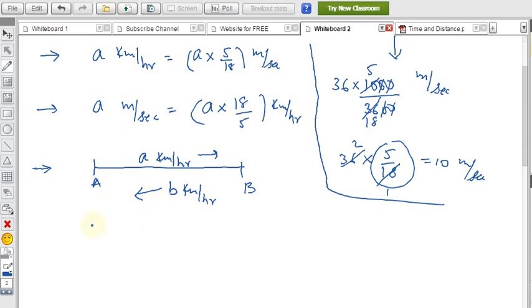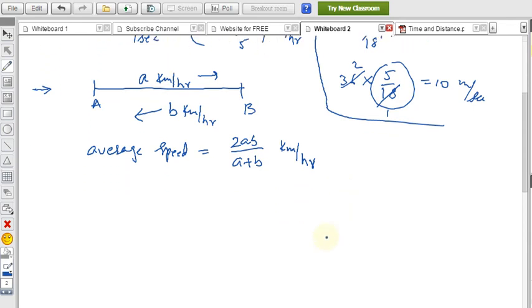Then if you want average speed, so average speed is equal to 2ab by a plus b. 2 into a into b by a plus b is the average speed. This also will come in kilometer per hour. So units are very important, especially in these time, distance, speed problems. Units also we need to consider. So 2ab by a plus b is the direct formula for average speed.